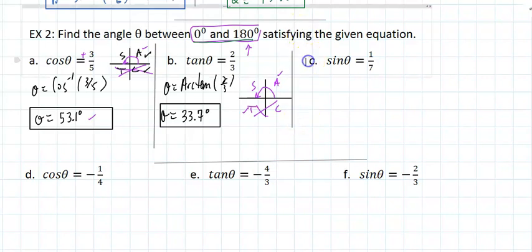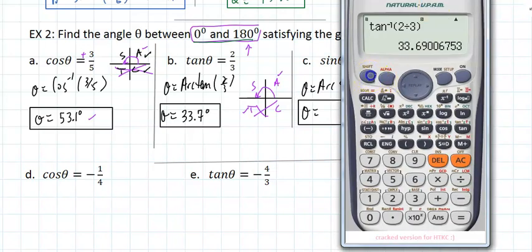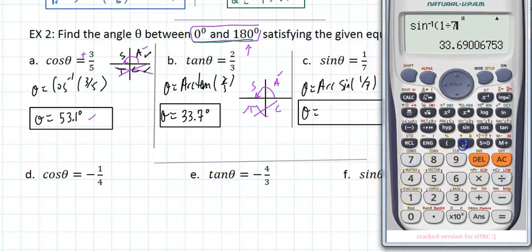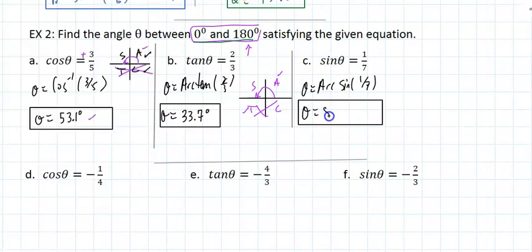And if I look at part C, what do I notice? I'm looking at theta equaling the arc sine of 1/7. Theta would equal the inverse sine of 1 divided by 7. I'm getting that to be 8.2 degrees. 8.2 degrees. That's very good.